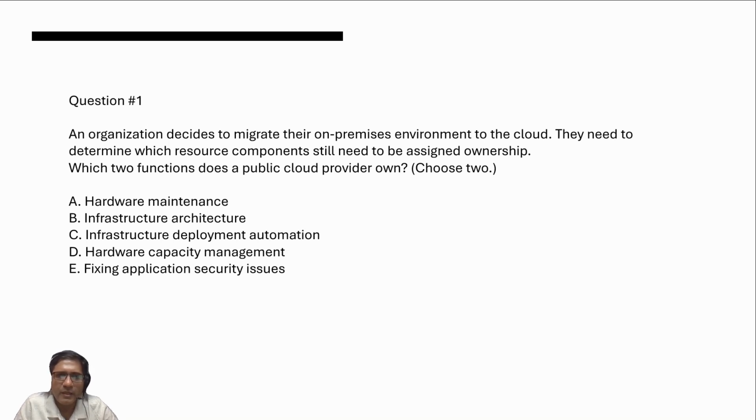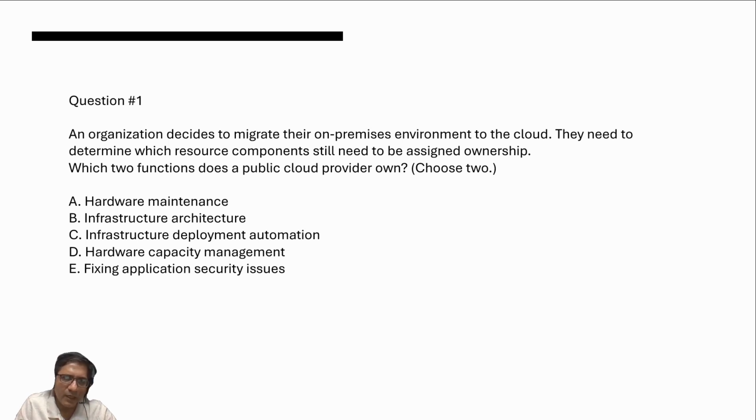Question 1. An organization decides to migrate their on-premise environment to the cloud. They need to determine which resources and components they still need to assign ownership to. Which two functions does a public cloud provider own? So from the list of responsibilities below, what are the ownerships that will be taken care of by the cloud provider? That's what the question is trying to ask you.